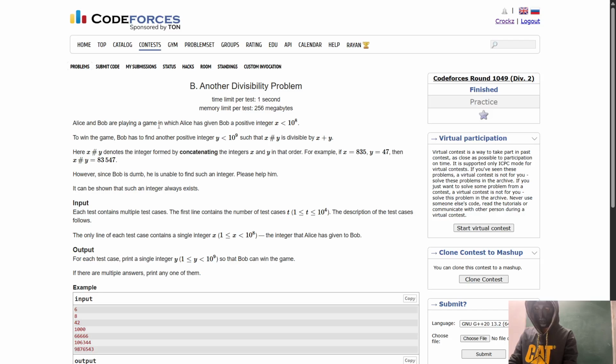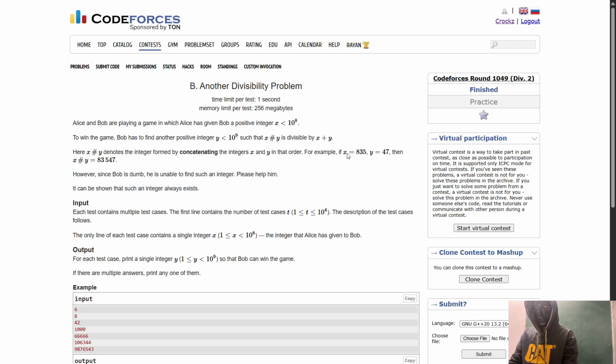Alice and Bob are playing a game in which Alice has given Bob a positive integer x which is less than 10^8. To win the game, Bob has to find another positive integer y which is less than 10^9 such that x#y is divisible by x plus y. Here x#y denotes the integer formed by concatenating the integers x and y in that order.